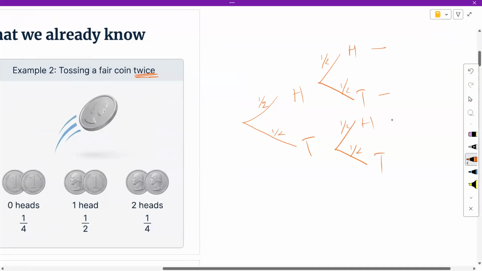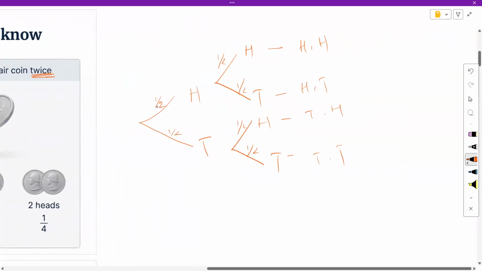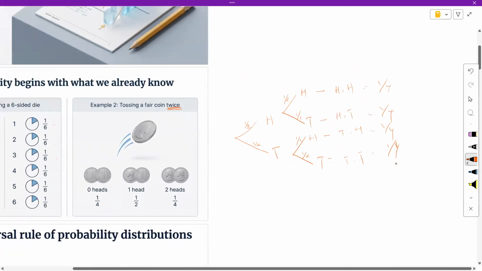When we toss this coin twice sequentially, what are the outcomes? HH, head and head, or head and tail, or tail and head, or tail and tail. Here are the probabilities: 1/2 times 1/2, so the probability is 1/4. Each is 1/4, 1/4, 1/4, 1/4.